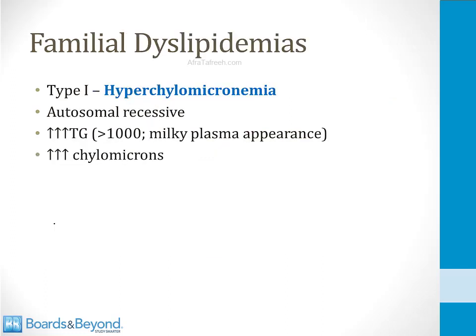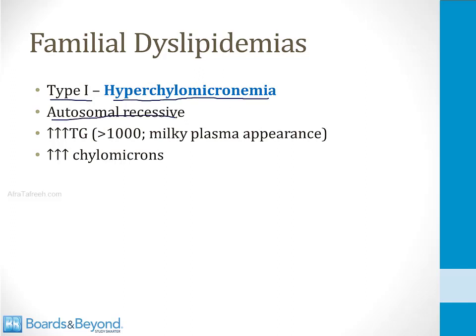For the remainder of this module, I will talk about the familial dyslipidemia syndromes. These are very rare genetic syndromes that result in markedly elevated levels of plasma lipoproteins. And the first familial dyslipidemia is called a type 1 dyslipidemia, and it's also called hyperchylomicronemia because, as we will see, the chylomicrons are markedly elevated.